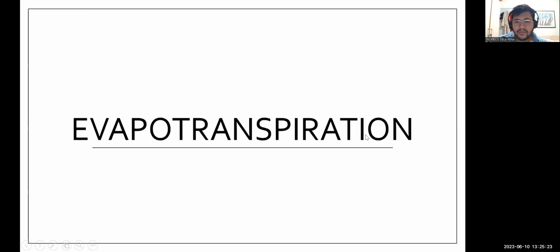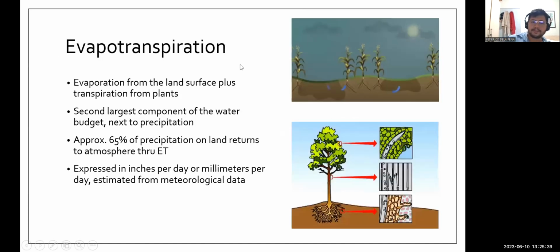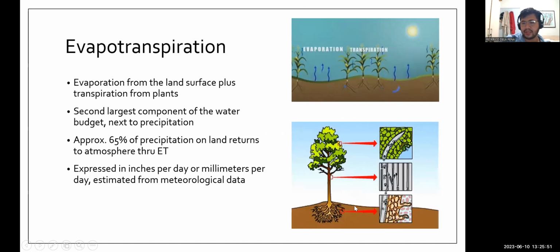All right, now let's move on to the other part of the hydrologic budget, which is your evapotranspiration. Okay, you can see here you have a cartoon showing basically how your moisture goes to the root system of your plants and trees up to the vascular system until it exits the vegetation through the pores of your leaves.